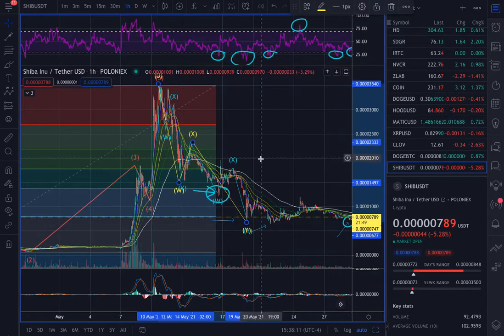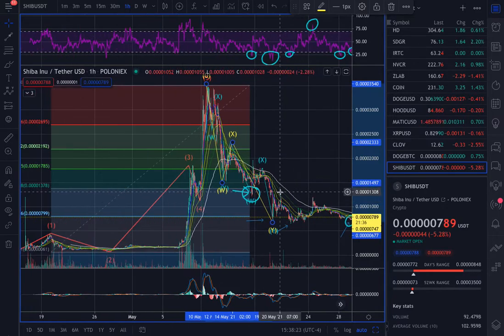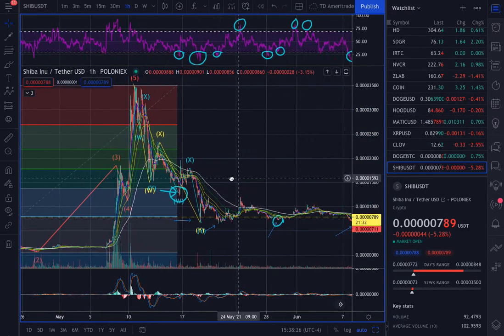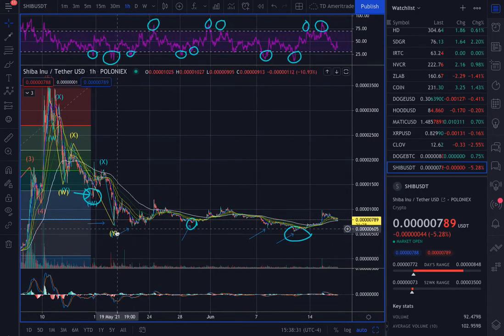Okay. So the yellow one is a 1, 2, 3 going down, and there's subwaves 1, 2, 3. And of course there's a 1, 2, 3 going up right there. Okay, so that wasn't the end of the correction, obviously, because look at that. It just kept on going. Now it's just going sideways. So it's a double correction.